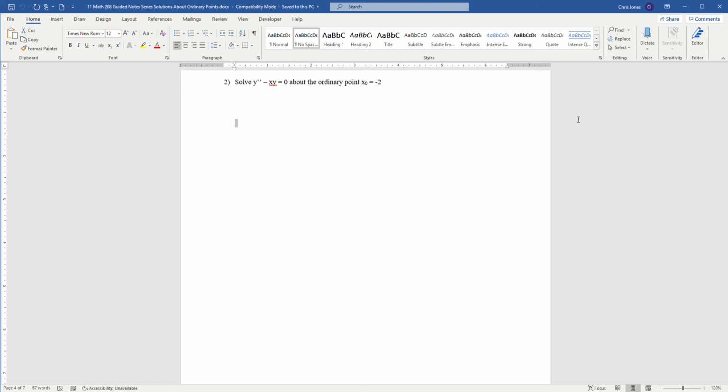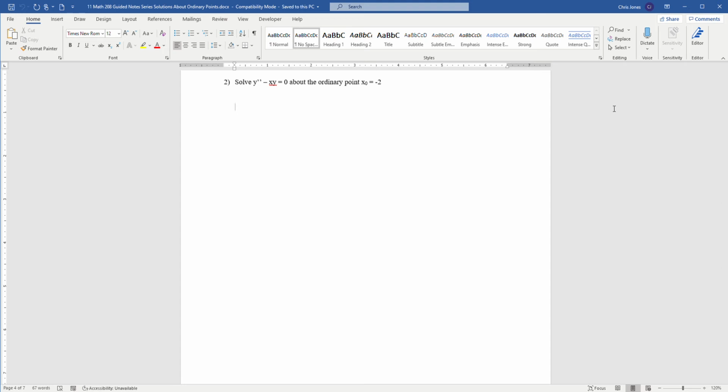In every series solution thus far, we've always been around the point x naught equals 0. So let's take a look at the techniques and an example where we have an ordinary point that's not about 0. This time we're going to find a series solution to y double prime minus xy equals 0, and we're going to go about the point x sub naught equals negative 2.